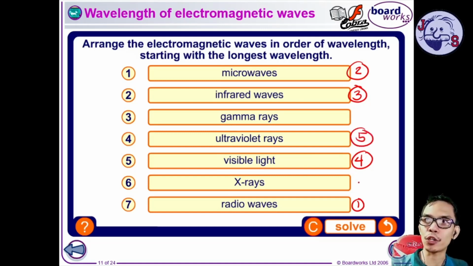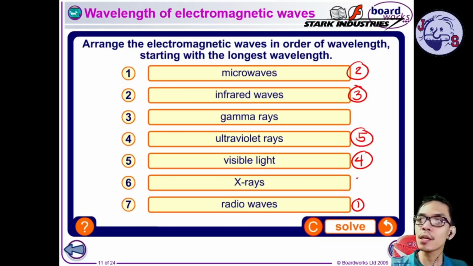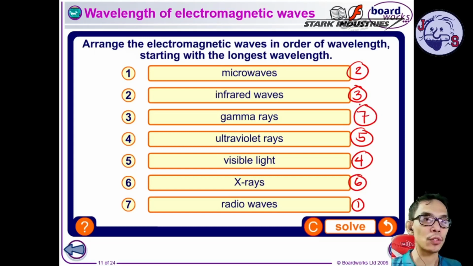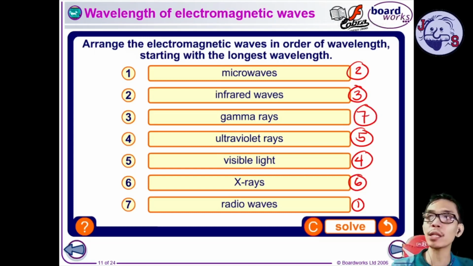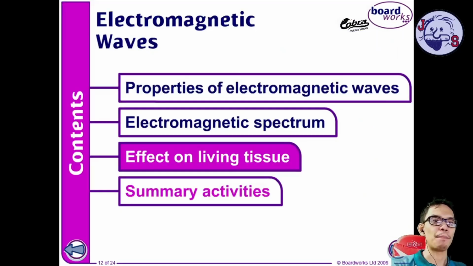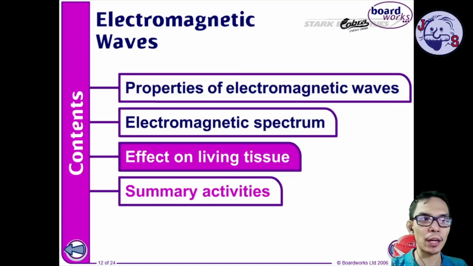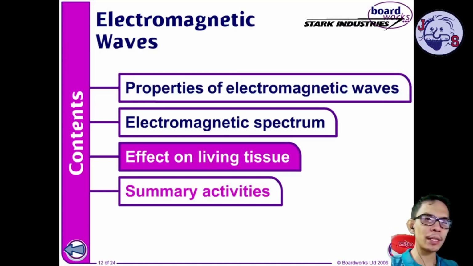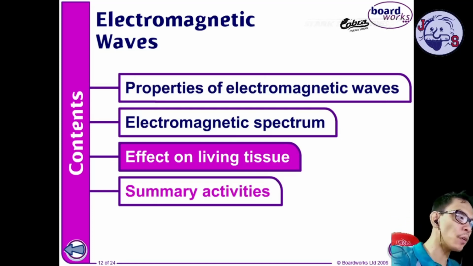The second shortest wavelength is the X-ray. And lastly, the shortest among them all is the gamma rays. So that is your electromagnetic waves arranged according to wavelength. Now, let's talk about the effect of these different electromagnetic waves under the electromagnetic spectrum on living tissue. But before we go there, let's take a look at this simulation.